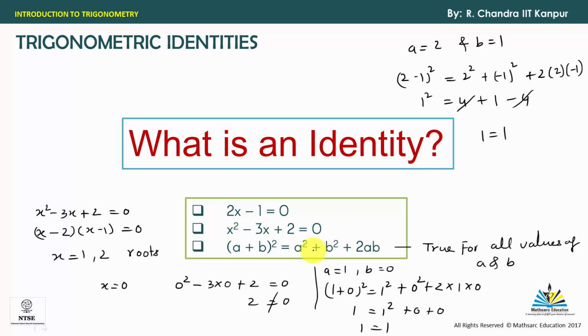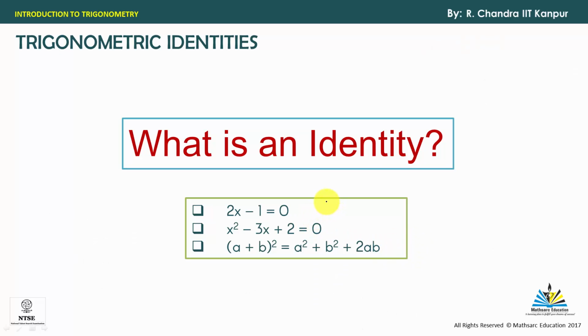So observe one thing here. This is the equation which is satisfying for every value of a and b. Hence this goes under the category of identity. So you can see these two are the equations, and this is what we call an identity.